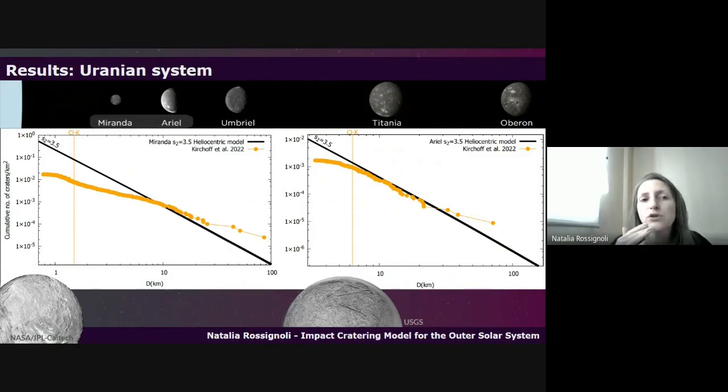And here I'm going to present our results only for the 3.5 index, because the 3 index generates an underestimation, and it is so large that we do not include it in these plots. So for Miranda and Ariel, which are the innermost satellites of this system, we have in black our heliocentric model results, and in orange the crater counts presented in a recalibration of the Voyager 2 images that Michel Kirchoff and collaborators made and published last year.